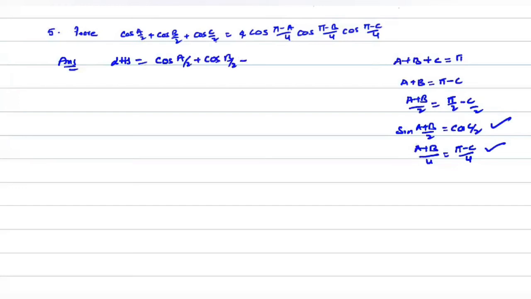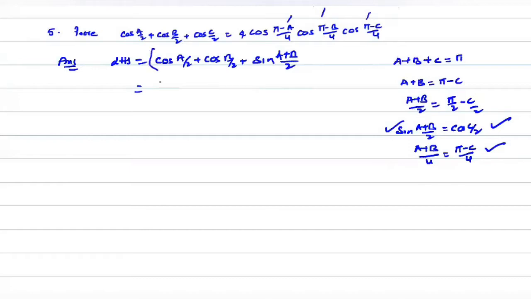Plus cos c by 2 can be written as cos c by 2 here. Cos c by 2 can be written as sine of (a plus b) by 2. I think there is no problem with the first step. This type of pi minus a by 4, pi minus b by 4, pi minus c by 4, take like this. Next one, apply formula for these two terms.